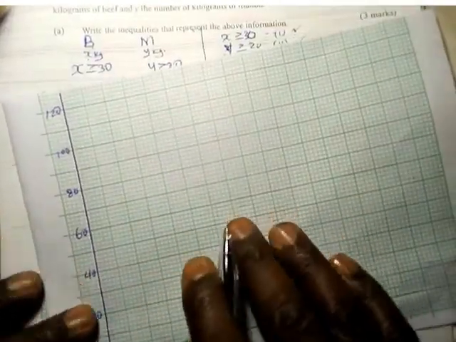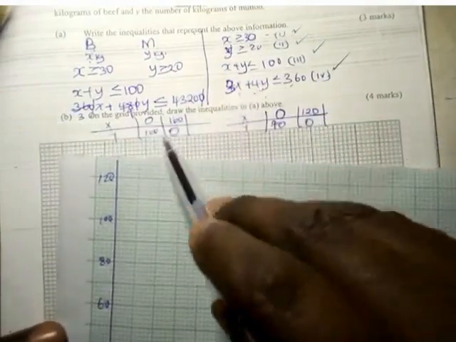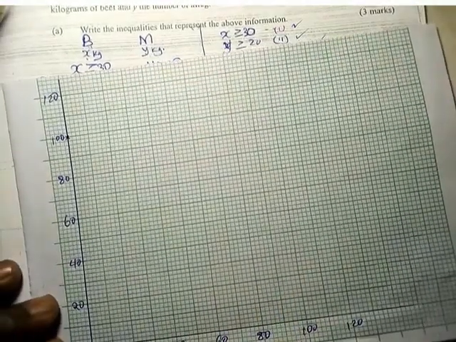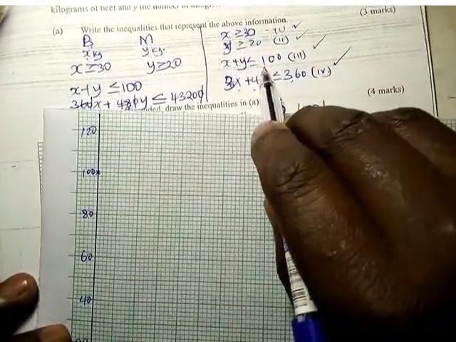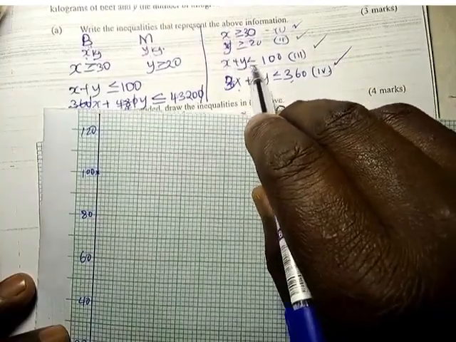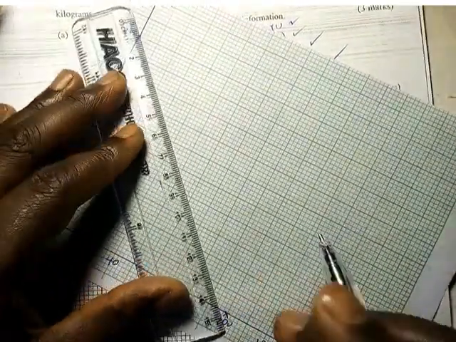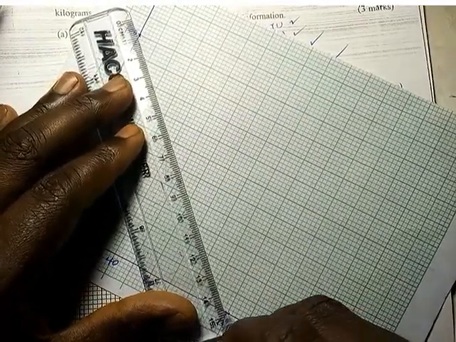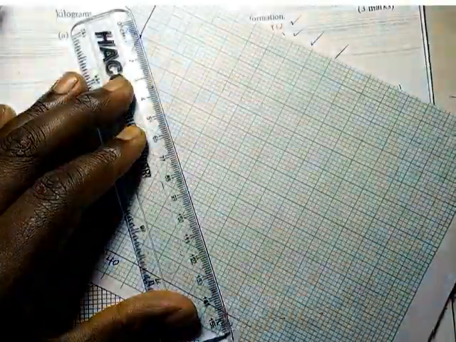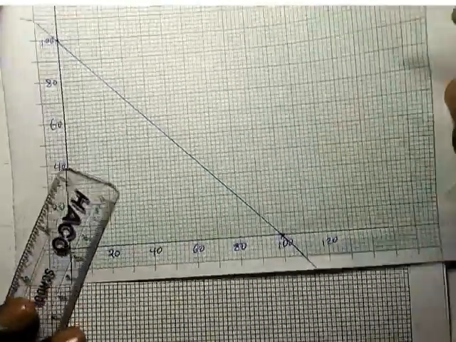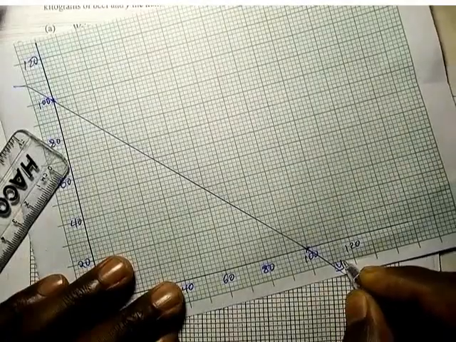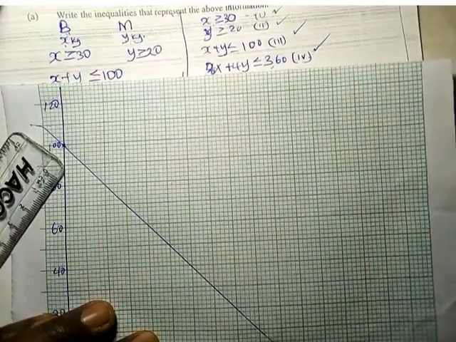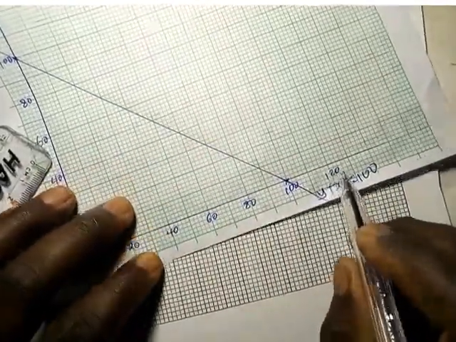So when X is 0, this is 100. So that is this point. And when Y is 0, the other point will be here. So the line is going to be solid because it is less or equal. So tunaenda kuchora hiyo line. That is the line Y plus X is less or equal to 100. So you need to write that one like this.